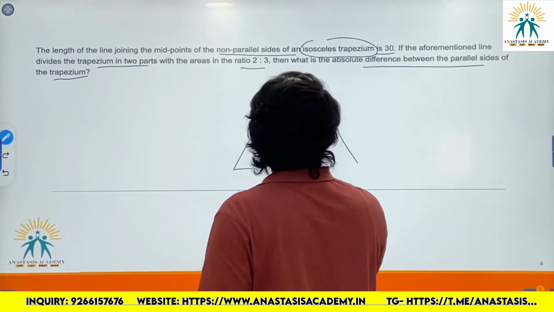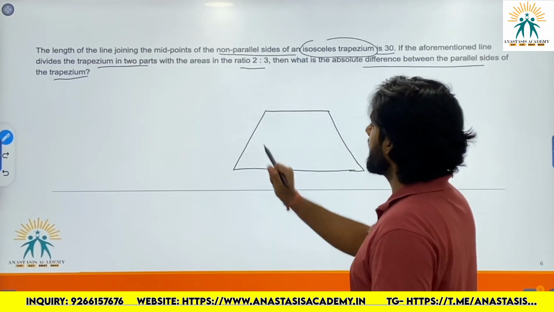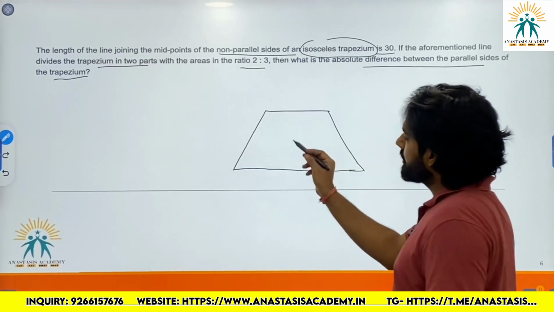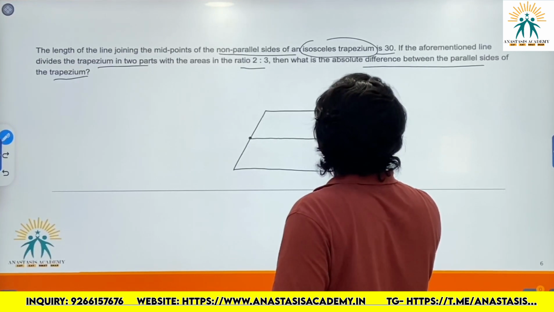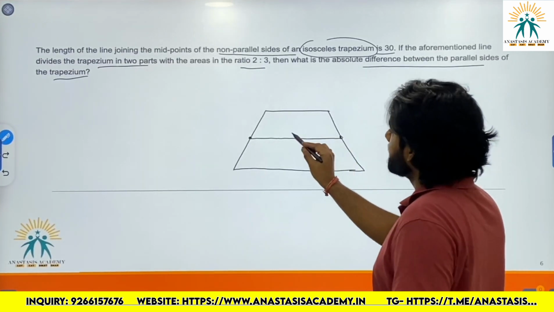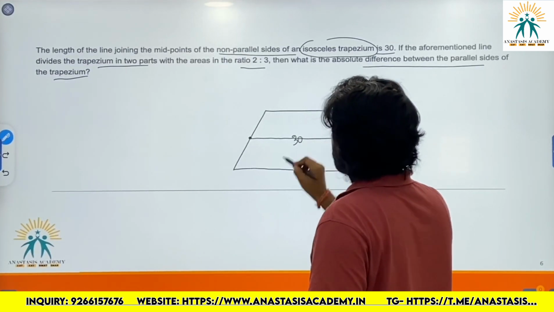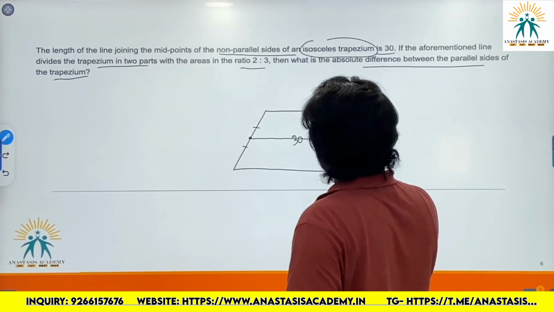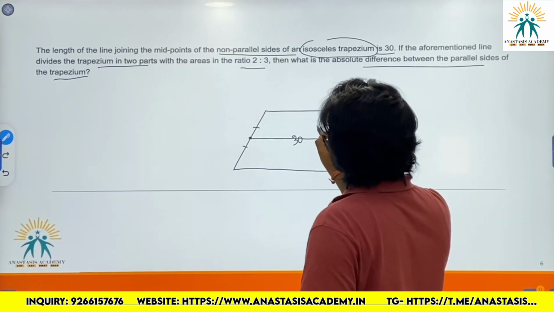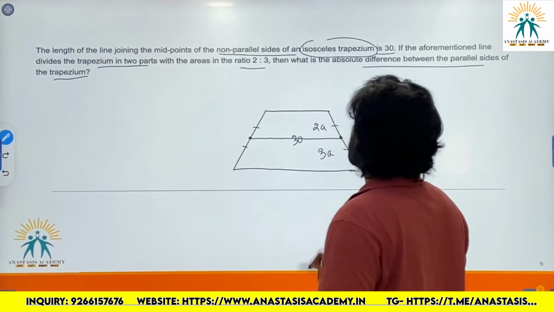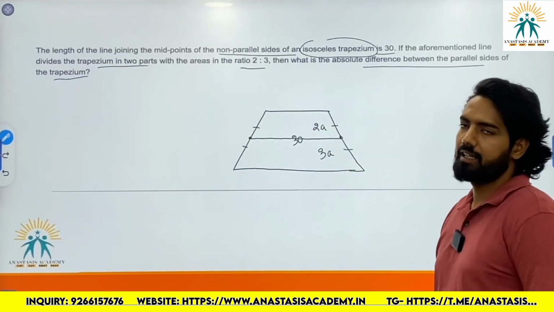Isosceles trapezium means it has non-parallel sides as equal. These two sides are equal, and it is given that when we join the midpoints of these non-parallel sides, the length of this line segment is 30. Also, this line divides the trapezium into two parts having areas in the ratio 2:3. So I am considering the area of upper trapezium as 2a and lower trapezium as 3a.